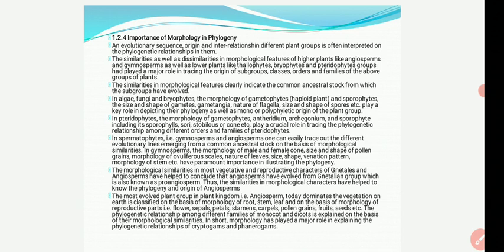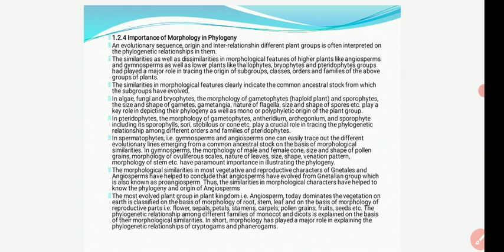The morphological similarities in most vegetative and reproductive characters of Gnetales and angiosperm have helped to conclude that angiosperm have evolved from the Gnetalian group, which is also known as proangiosperm. Thus, the similarities in morphological characters have helped to know the phylogeny and origin of angiosperms.